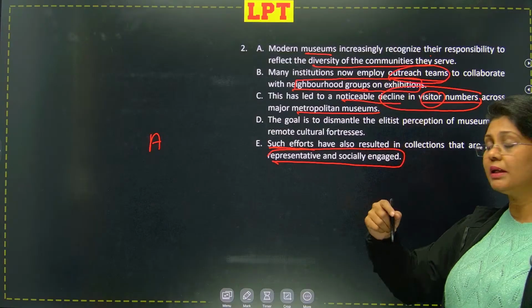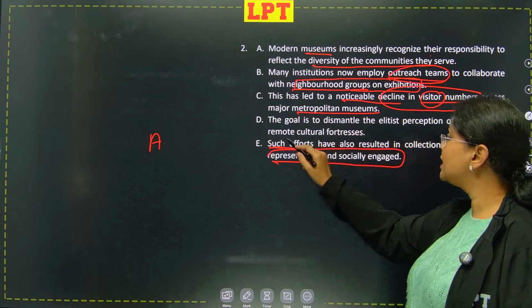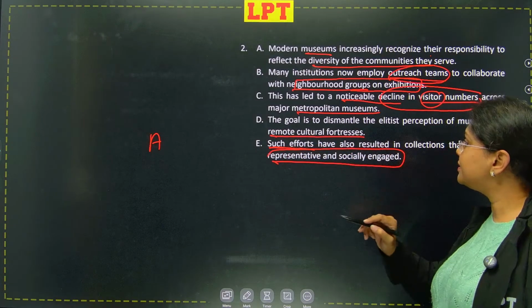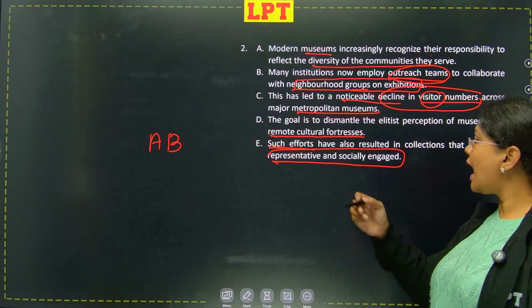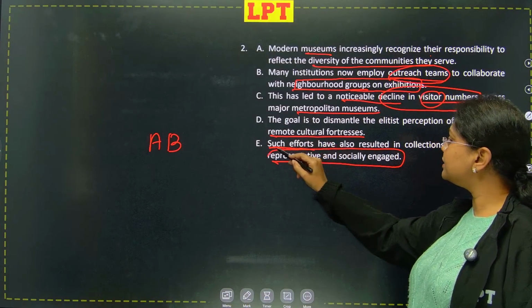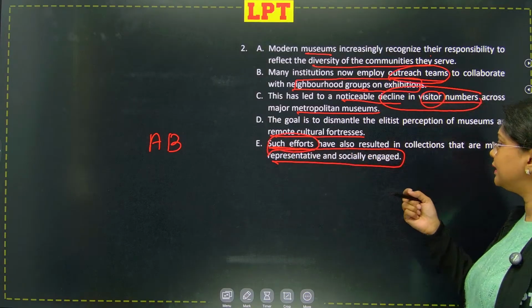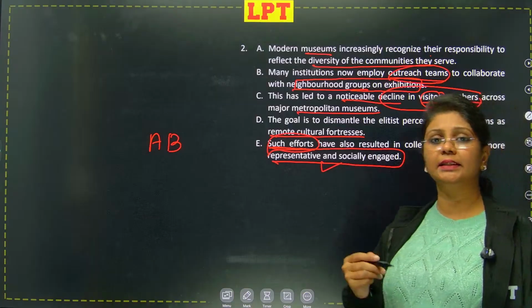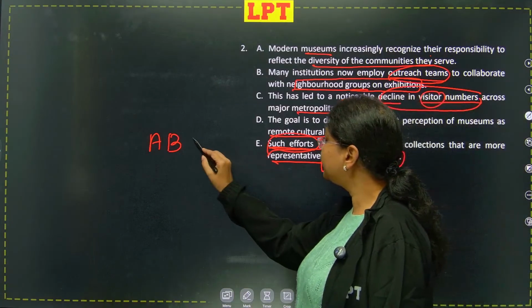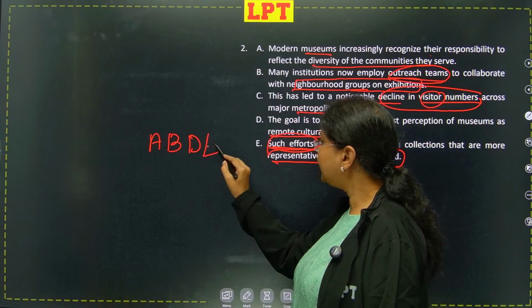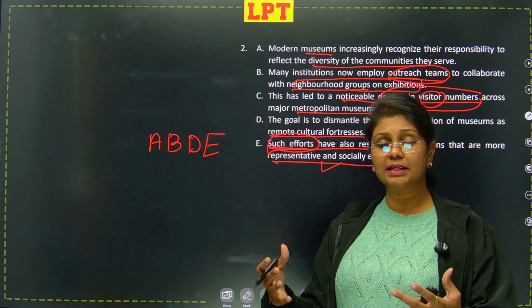Again, with the same thing, we carry on. The goal is to dismantle the elitist perception of museums as remote cultural fortresses, and that forms a pair. And then, of course, you have D and E, which says such efforts have also resulted in collections that are more representative and social. You have A and B coming together, along with D and E, which deal with the entire idea being discussed in the paragraph.